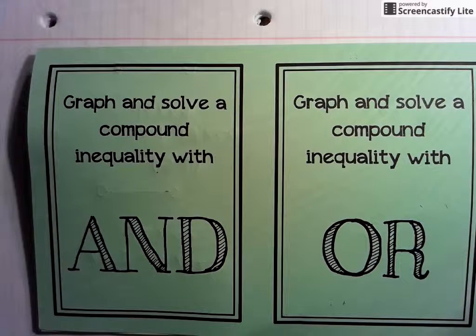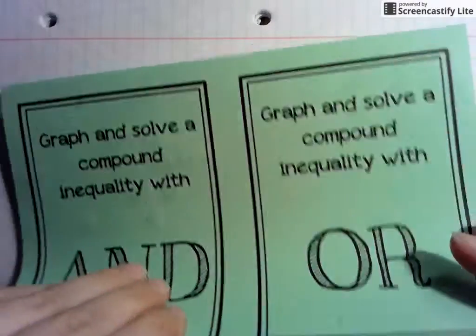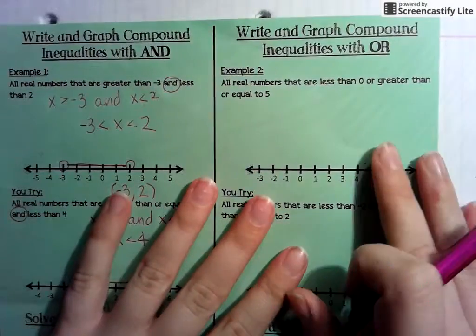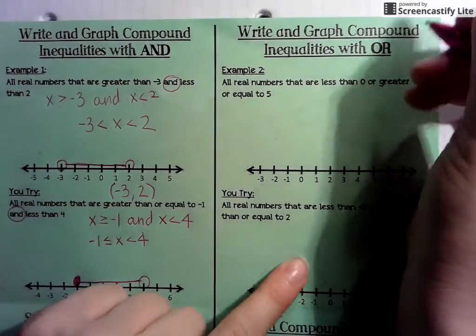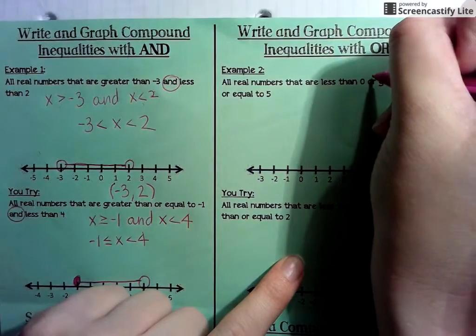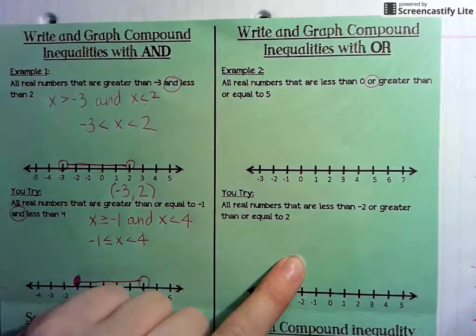In this video, we're going to be talking about compound inequalities, which is solving for two inequalities in one problem. And we're going to be dealing with the OR statements now. So in this first one, you have all real numbers that are less than 0 or greater than or equal to 5. So that OR is that keyword right there.